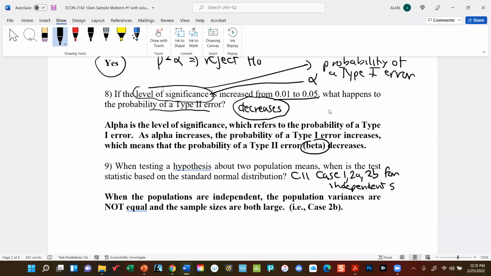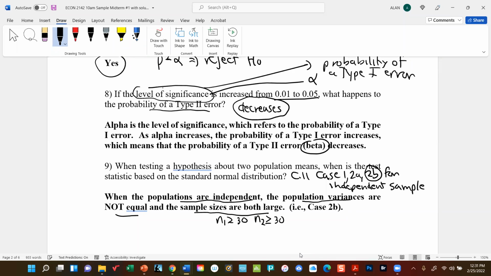And then we went ahead and looked at the paired samples. This is the case where we use the standard normal, 2B. So 3 things were true in case 2B. The populations are independent. The variances are not equal to each other. That was case 1, by the way. And the sample sizes are both large, meaning they're both at least 30.